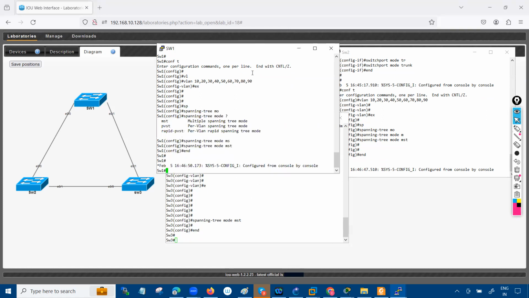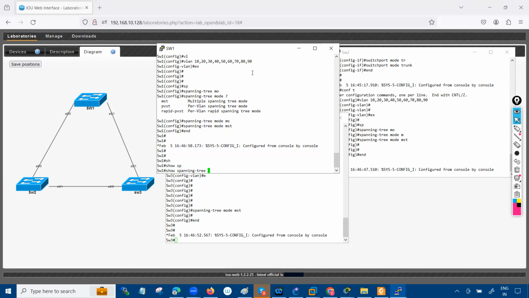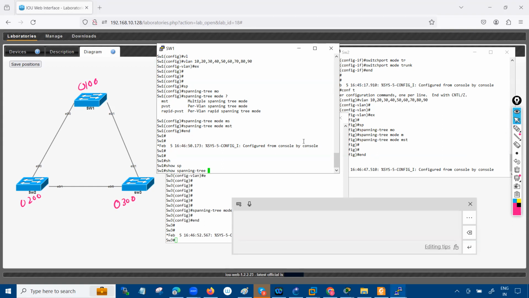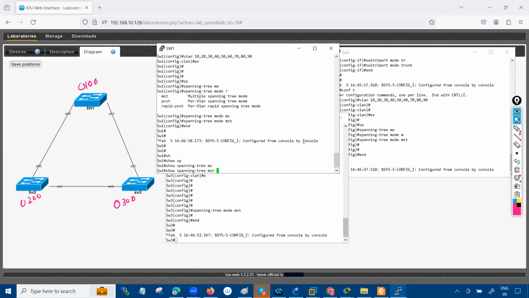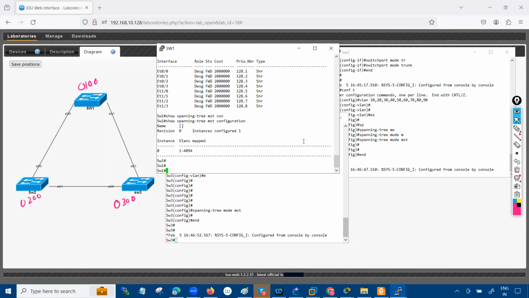Now what I can do? Have a look. So spanning tree, right? Of course, this guy has a lower MAC address, so this guy will be the root bridge, of course. That's not a big deal. The most important part that I want to show you is this. So spanning tree MST configuration. What you can see is this.